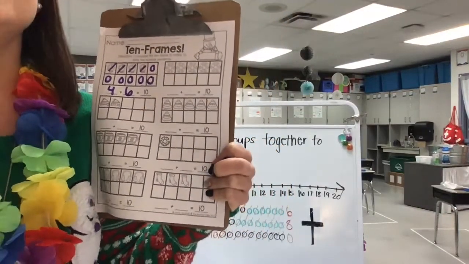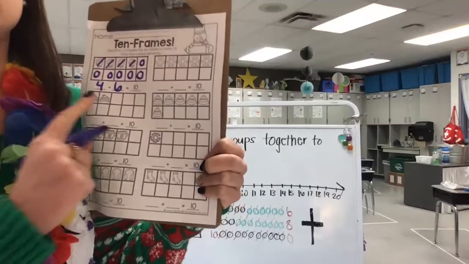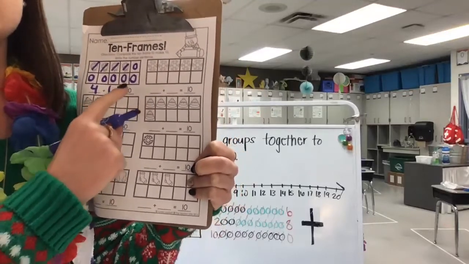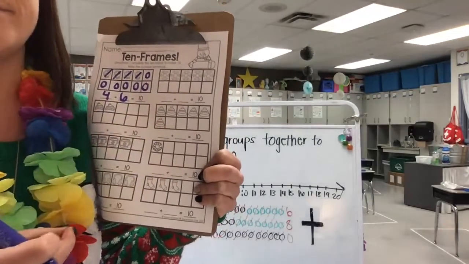In order to get to 10, I need 6 more gloves. So we say 4 add 6 equals 10. Or we can just say 4 and 6 together make 10.